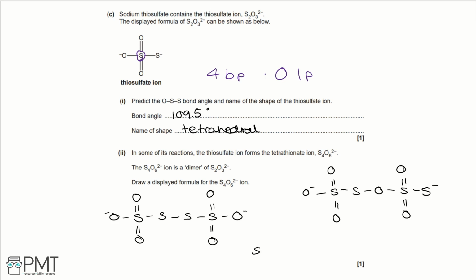And finally, we could have the S remaining the same and both of our O atoms bonding together and forming an O-O bond in the middle, with the rest of the compound remaining the same. This is our third combination that will get you a mark for this question. So any of these formulae would get you a mark for this question.